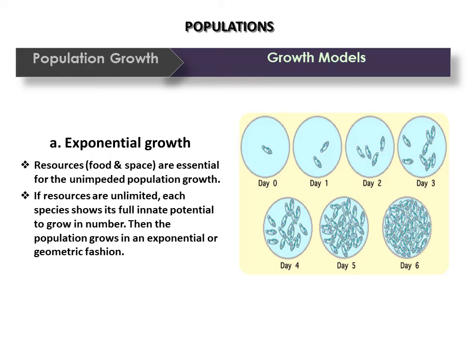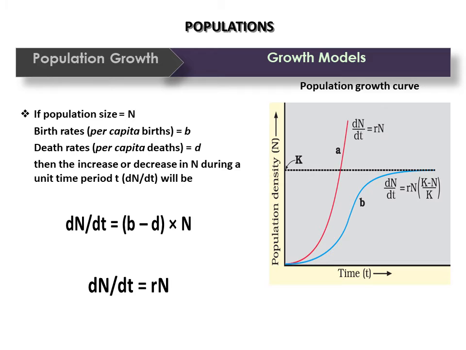Now if the size of population we denote as n, so we are here with another equation. Please pay attention. In the case of exponential growth, the birth rate is expressed as small b and the death rate is expressed as small d. Under that condition, the increase and decrease in n, that is the size of population, during unit period of time t can be denoted as dN/dt, which is equal to birth minus death into the size of population. So this is the equation.